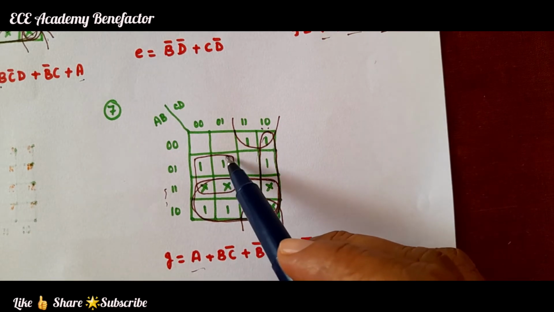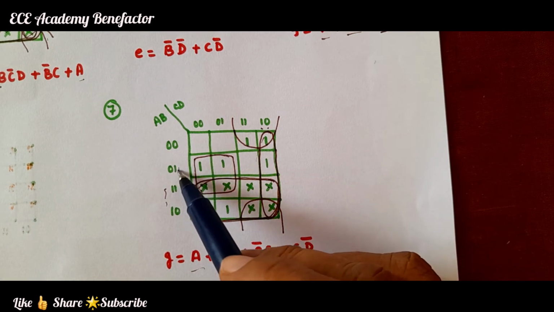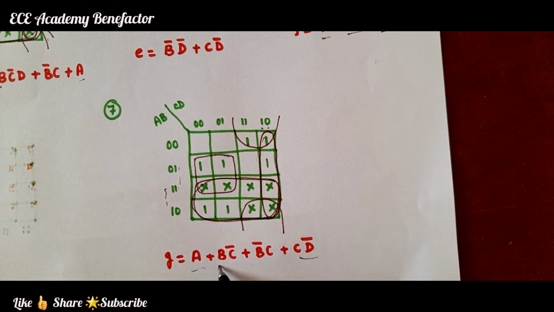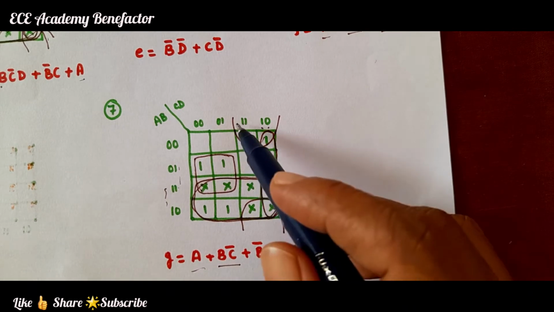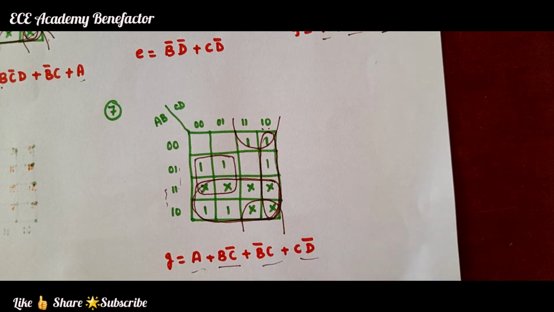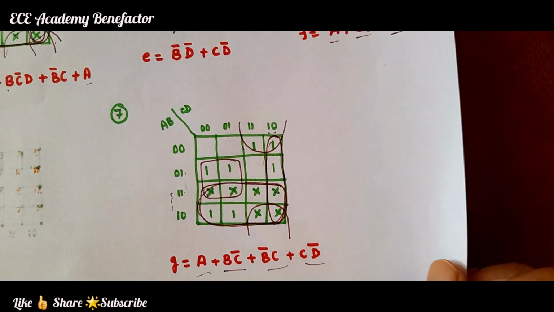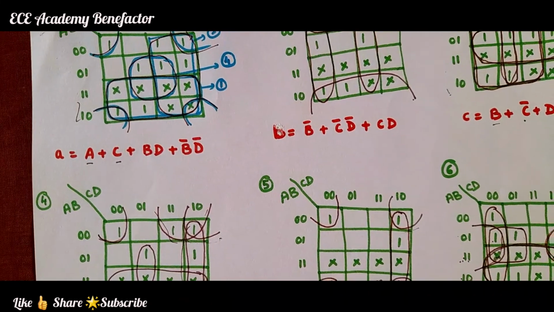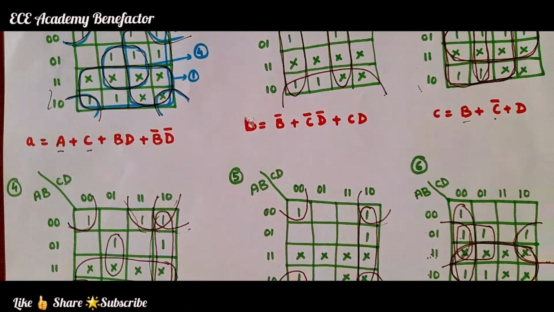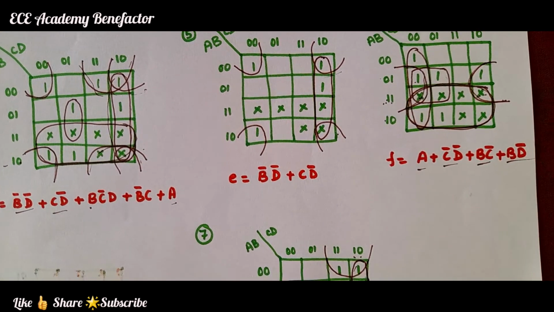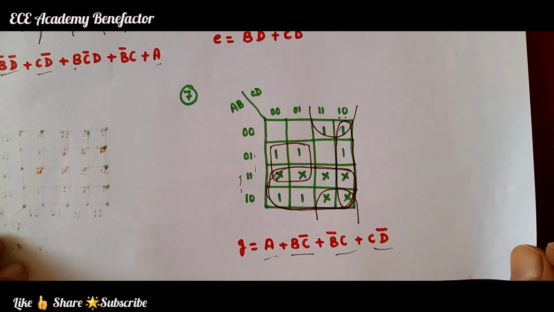Now one more quad is here. So it will be B C bar. One overlapping quad here. It will be B bar C. So we got all the expressions of all the segments for A, B, C, D, E, F and G.